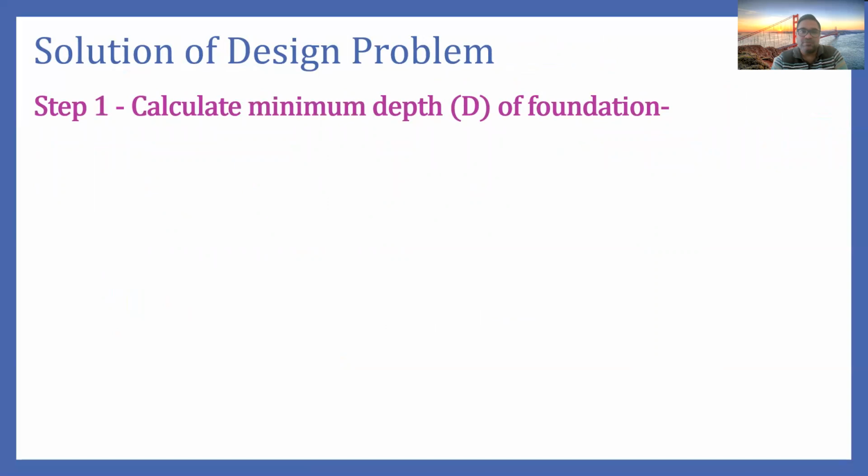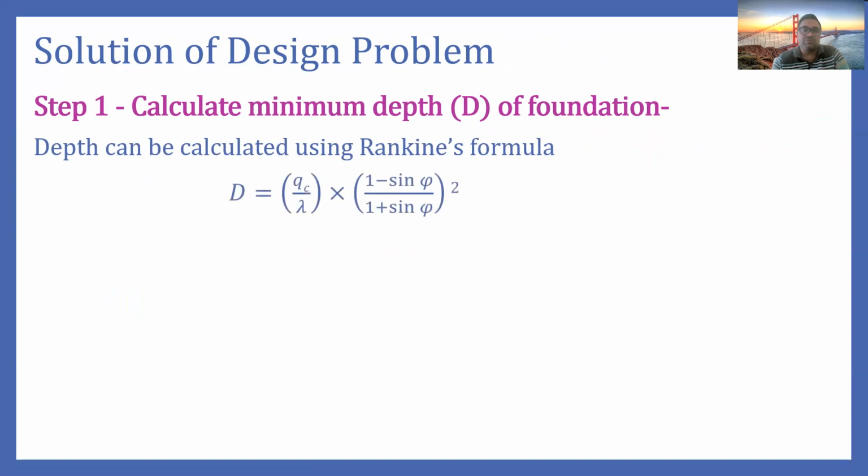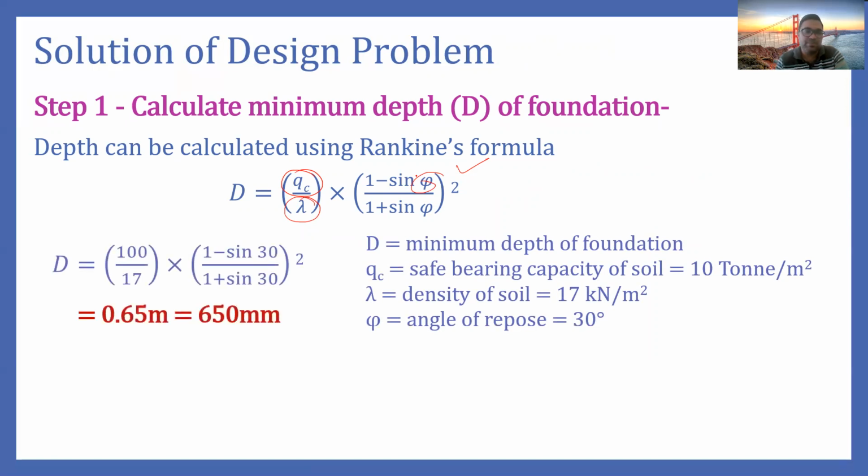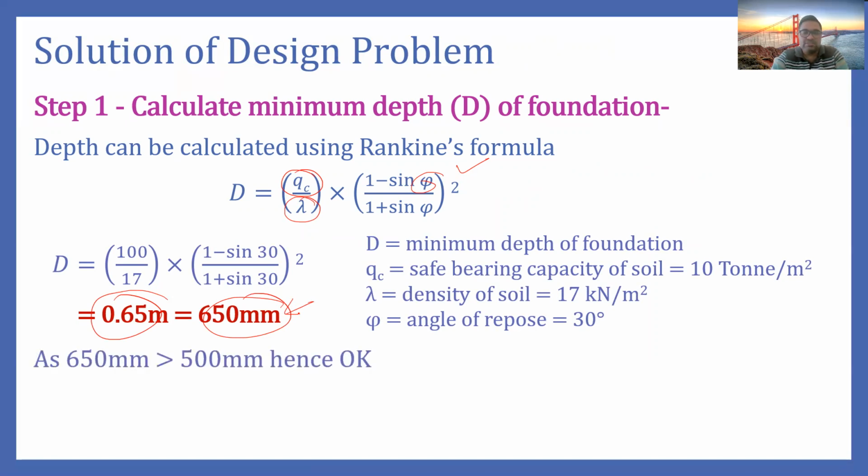Now we will use the first step, in which we have to calculate the minimum depth of foundation, and the depth of foundation can be calculated by this formula. In this, we know the value of QC, the safe bearing capacity, lambda, the density of the soil, and phi, the angle of repose. So we know all the values, and I have written them here. Putting all the values, we get the value of depth as 0.65 meter or 650 mm. And you can see this value is also greater than 500. So therefore the depth calculated is okay. Here also I have written this value is okay.